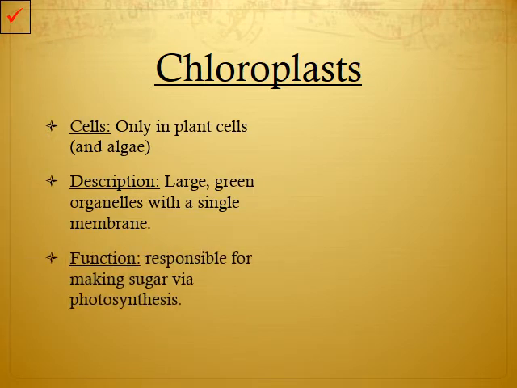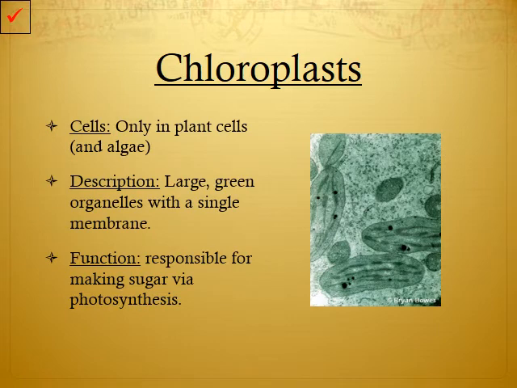The function is they are responsible for making sugar via the process of photosynthesis, so taking in water, sunlight, and CO2 and creating sugar from that. Now this is also responsible for giving plants their greenish color. So the chloroplast is kind of like a solar panel. It converts sunlight into usable energy, but these are only found in plants and other photosynthetic creatures.